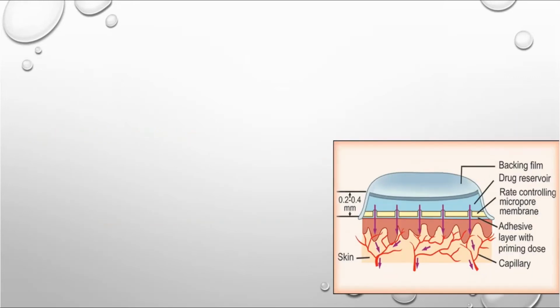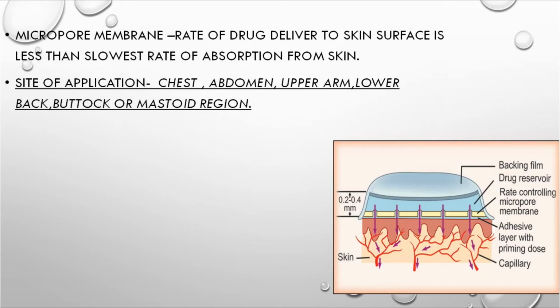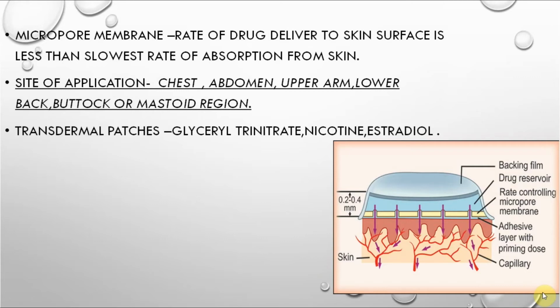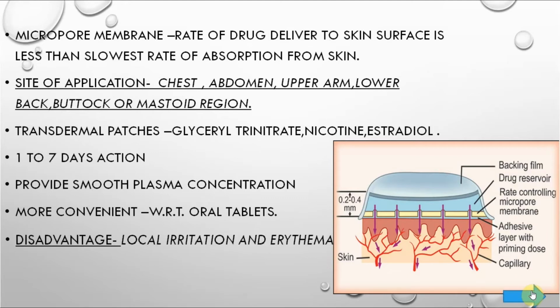This is a transdermal patch, with a micropore membrane. The rate of drug delivery to the skin surface is less than the slowest rate of absorption from the skin. Applied on chest, abdomen, upper arm, lower back, buttock or mastoid region. Examples of drugs are glyceryl trinitrate, nicotine. It lasts for 1 to 7 days and provides smooth plasma concentration. It is more convenient as compared to the oral route. Limitation is local irritation and erythema.